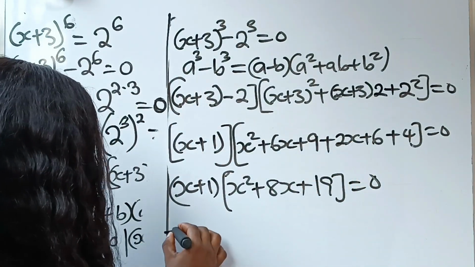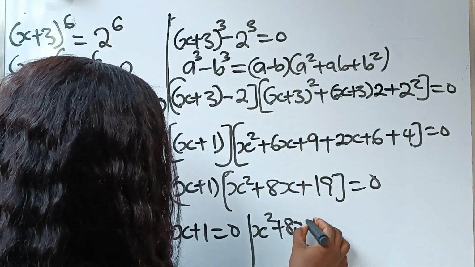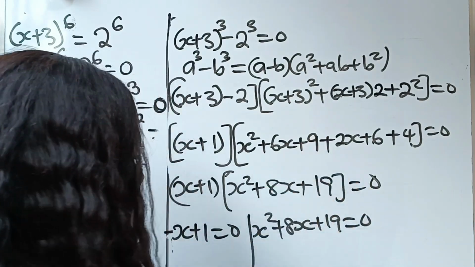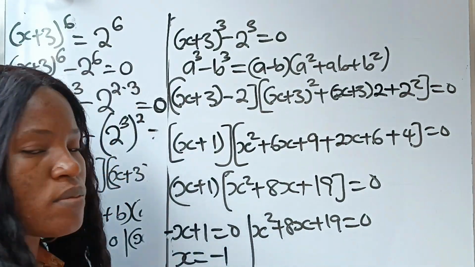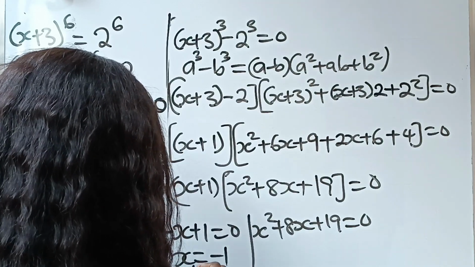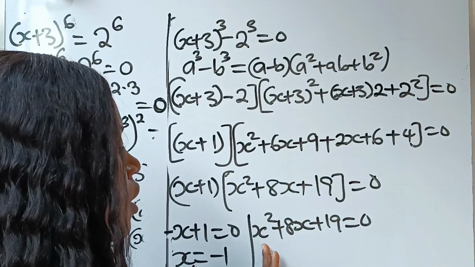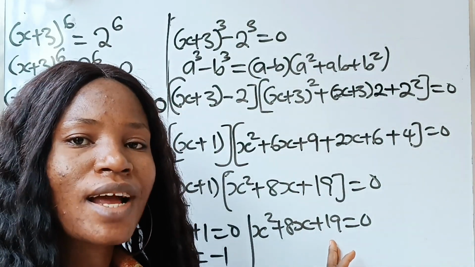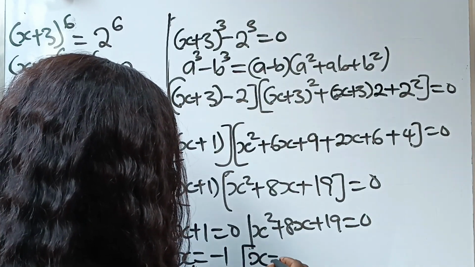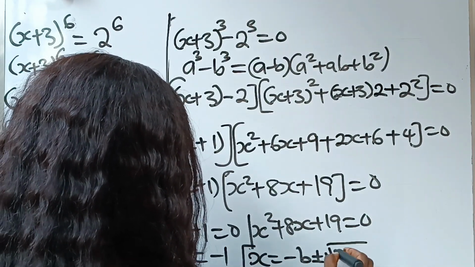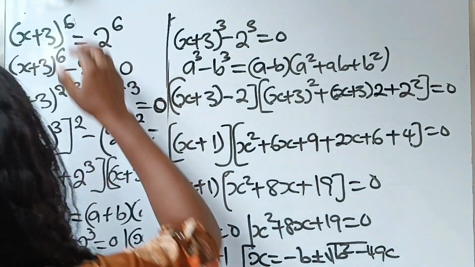Now we solve. From here you can see that x plus 1 is equal to 0, and x squared plus 8x plus 19 is also equal to 0. So from here you can see that x is equal to minus 1, and that should be the fourth value of x. Then for this particular place, we are going to solve this using the quadratic equation formula. The formula states that x is equal to minus b plus or minus square root of b squared minus 4ac. I don't think you can see this anymore.